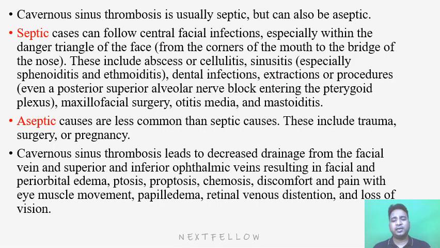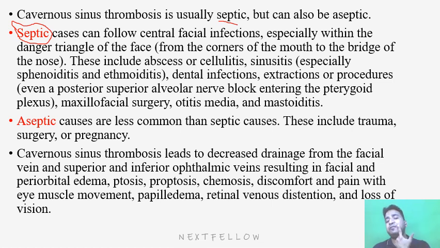Now, cavernous sinus thrombosis is usually septic but can also be aseptic. First we will talk about the septic causes. The septic causes may be any infection from the dangerous area of the face, from the corner of the mouth to the bridge of the nose. There can be abscess, vestibulitis, cellulitis, sinusitis, especially sphenoid sinus infection or ethmoid sinus infection.